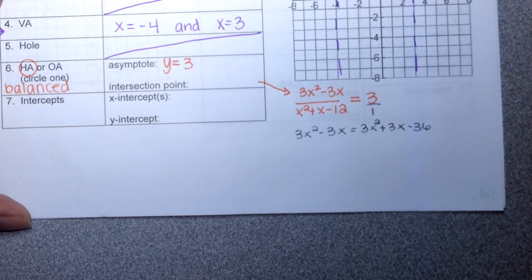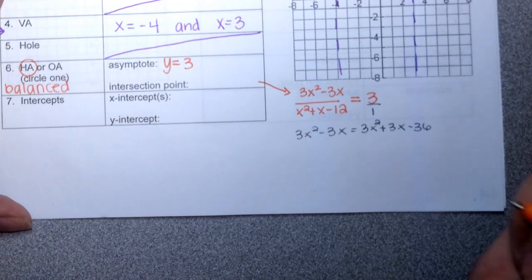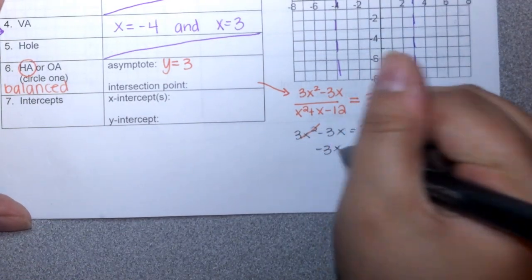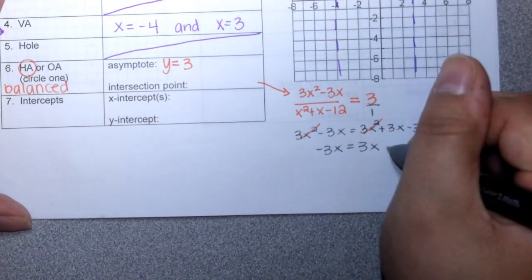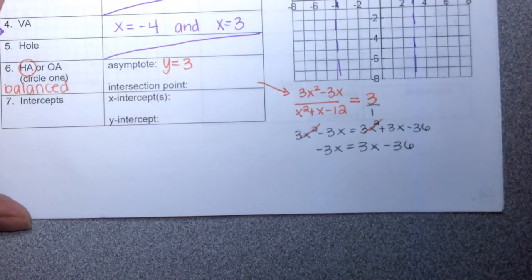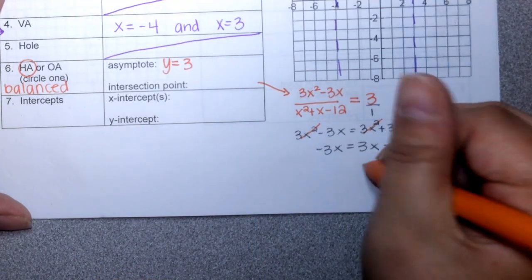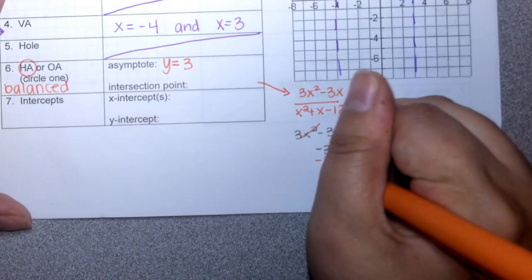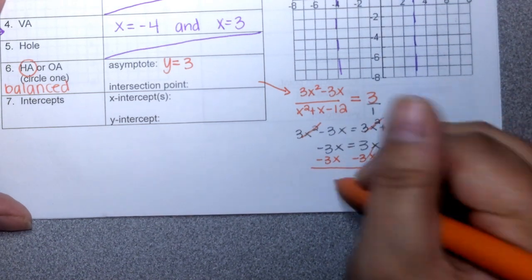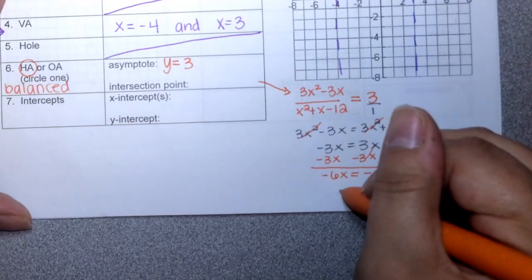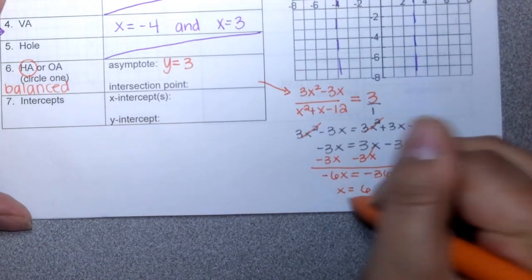Are y'all okay with that? Mm-hmm. What happens to my 3x squareds? So then I have negative 3x equals 3x minus 36. They cancel. Be careful, because that's a negative 3x and that's a positive. So I'm going to subtract 3x from both sides, which gives me negative 6x equals negative 36. So x equals 6.